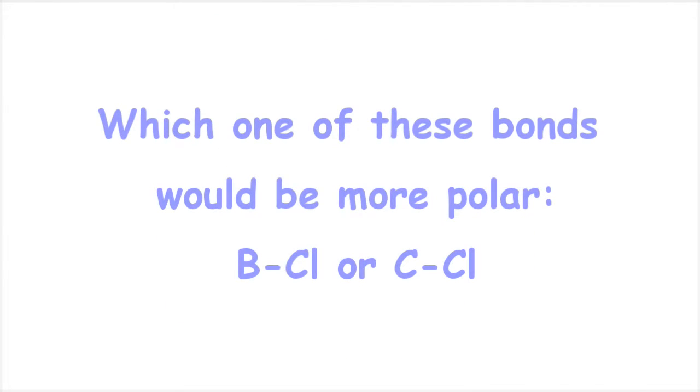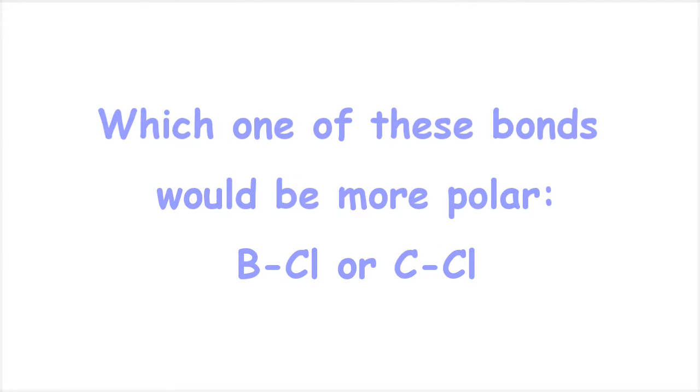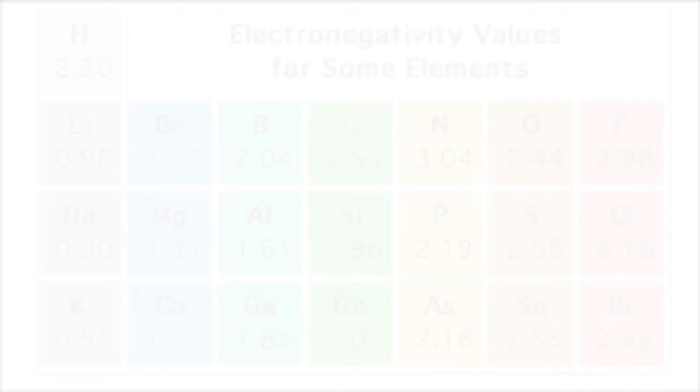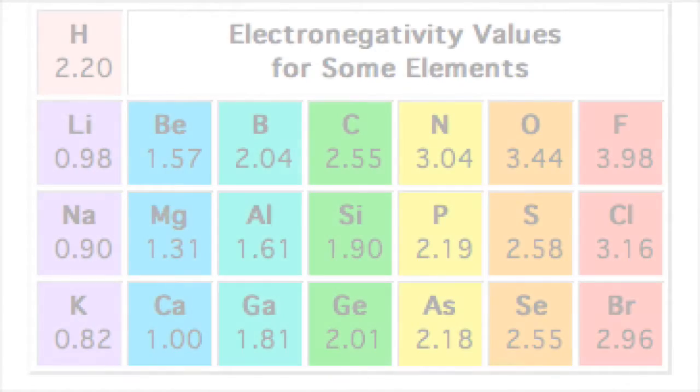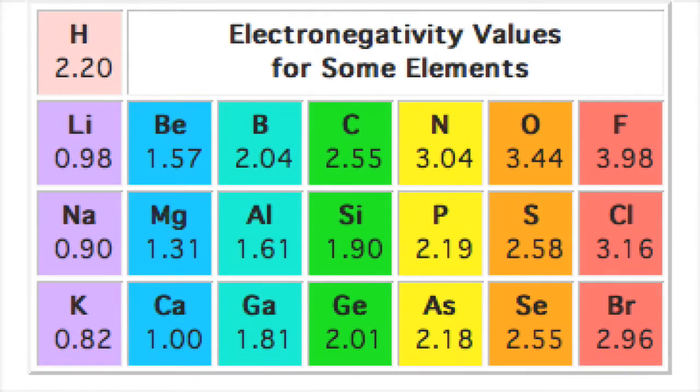Okay, now we are going to differentiate which bonds are more polar than others. For example, if we have two bonds, BCl and CCl, which will be more polar? Feel free to pause the video to think it out. So if we walk through this problem, we know that the chlorine atom is similar in both atoms. Thus, that leaves us comparing the electronegativity of the boron and carbon atoms.